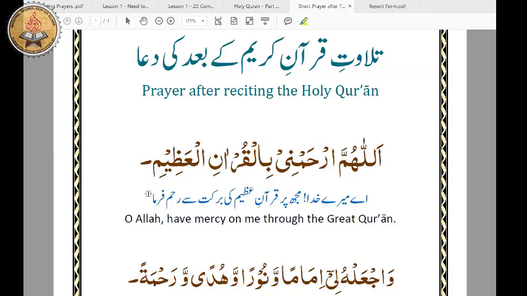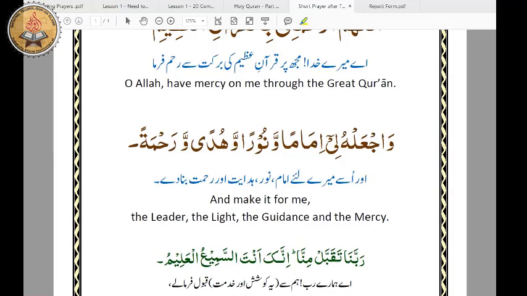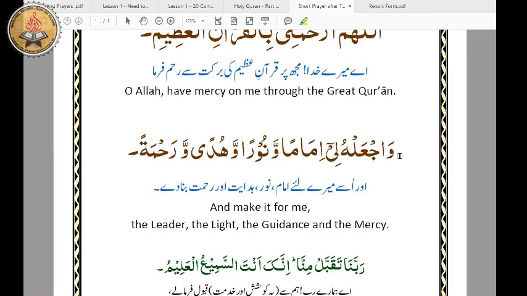Okay, Jazakumullah. And can you read the translation? Oh Allah, have mercy on me with the great Quran. Okay. And can you carry on with this one with me?